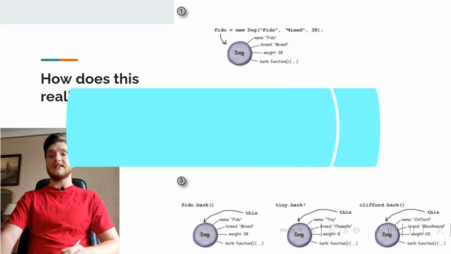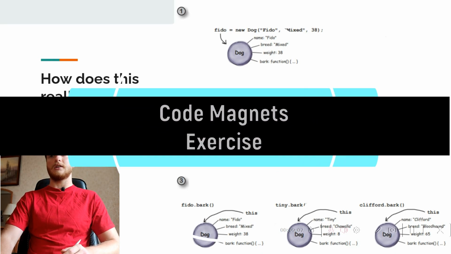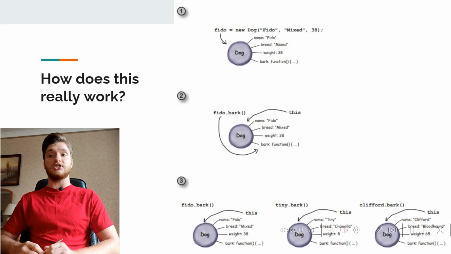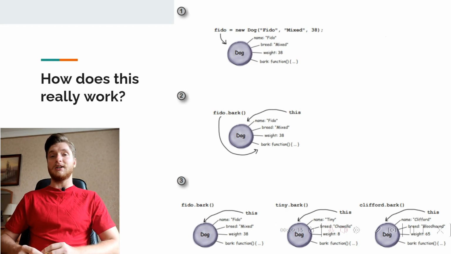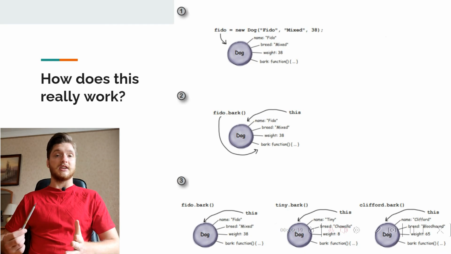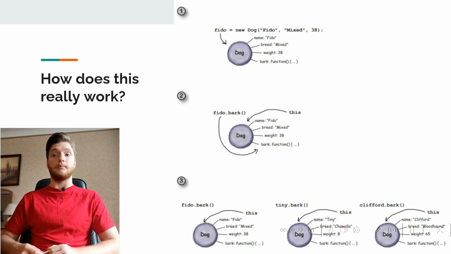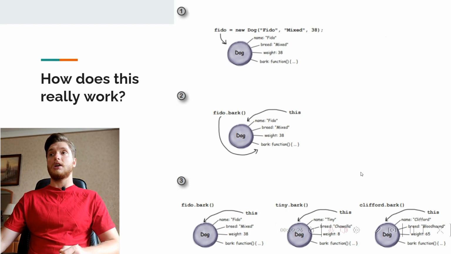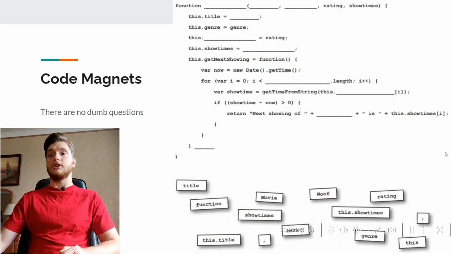So, exercise: Code Magnets. A working Movie constructor function was on a fridge, but some of the magnets fell on the floor. Can you help get it back together? Be careful, some extra magnets may have already been on the ground and might distract you. Use these magnets to complete the code.